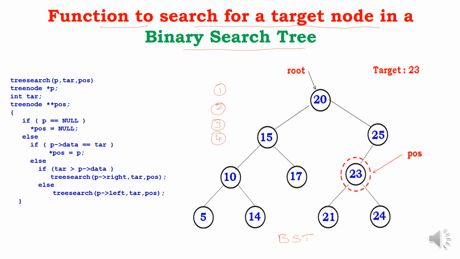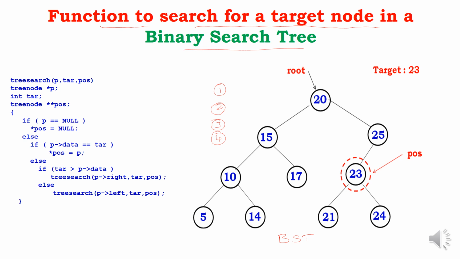No duplicates are allowed. See here, 20 is the root value. The left value is 15, which is less than the root value. The right value is 25, which is greater than the root value. Left is less than root, right is greater than root. Again, left and right are binary search trees. At 15, the left is 10, less than 15, and the right is 17, greater than 15. The same rule applies everywhere, right? The left value is less than the parent value, the right value is greater than the parent value, left and right are again binary search trees, and duplicates are not allowed.